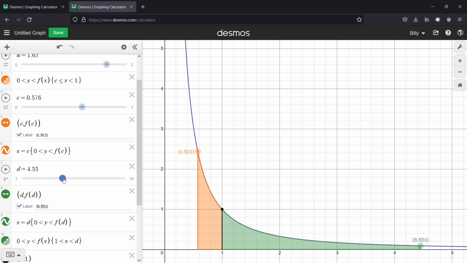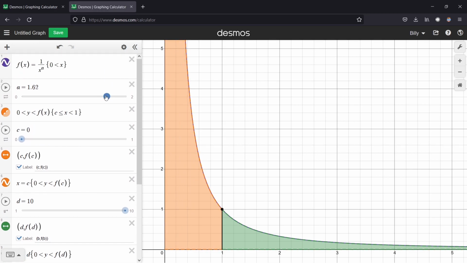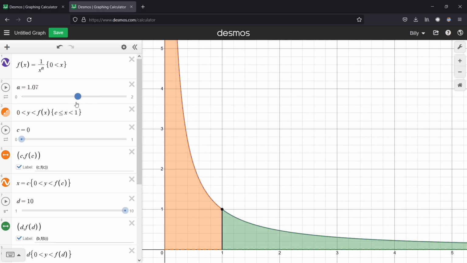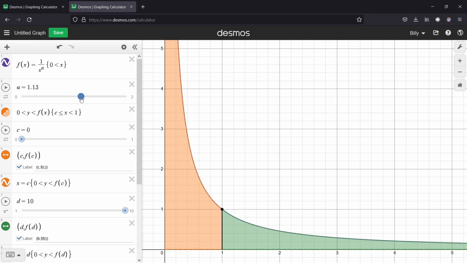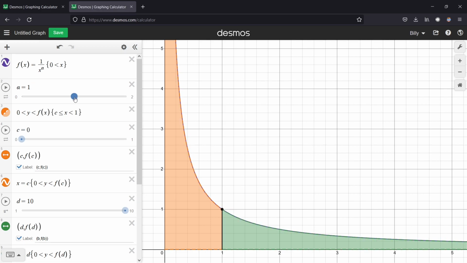So I'm going to stretch out my bounds here all the way out to a large value, and then I'll stretch c all the way down here. So you see that for values of alpha around 1, 1 seems to be this critical threshold where at 1, neither the improper integral from 0 to 1 converges, nor the improper integral from 1 to infinity converges. But if we just push past 1 a little bit, even to 1.04, say, or 1.01, then the green improper integral here is going to converge, and the orange improper integral is going to diverge. So at 1, they both diverge.